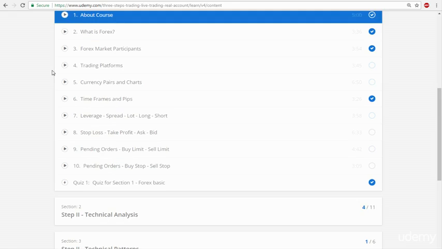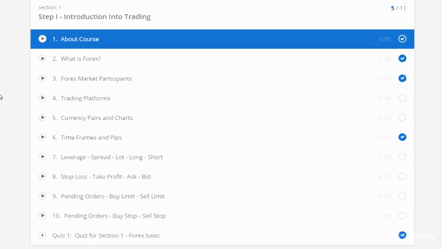Step 1 or first section is made for beginners. In this section, some general things about Forex will be discussed, like the participants in the Forex market, trading platforms, important trading terms such as pip, spread, long short position, stop loss, take profit, bid-ask price, pending orders, and other important concepts that you cannot start trading in this market without.